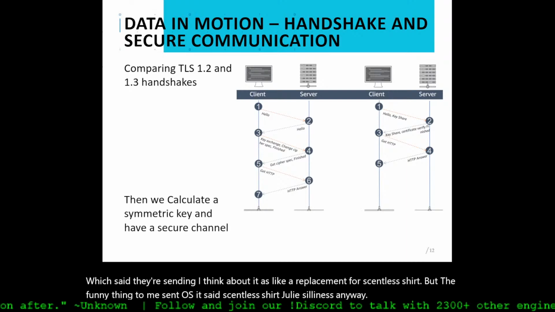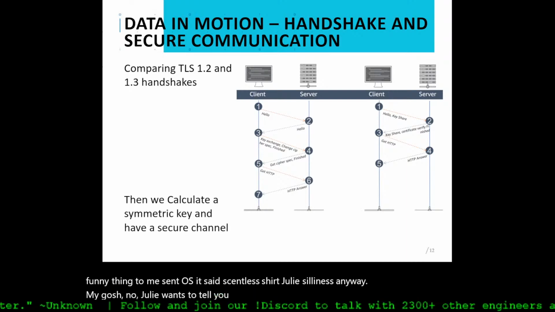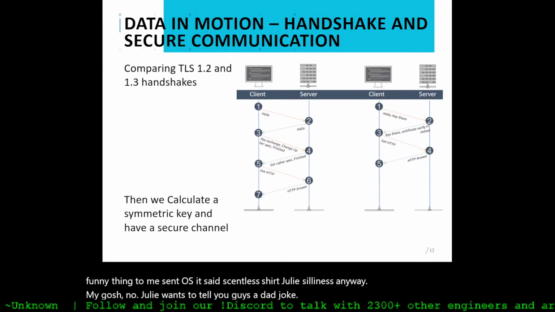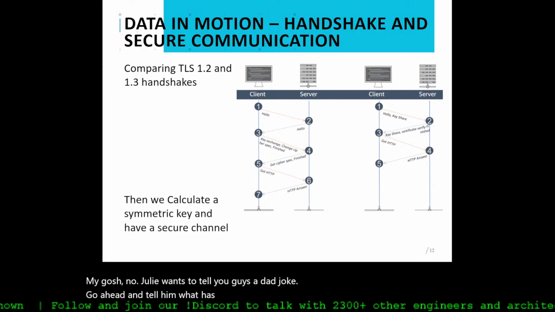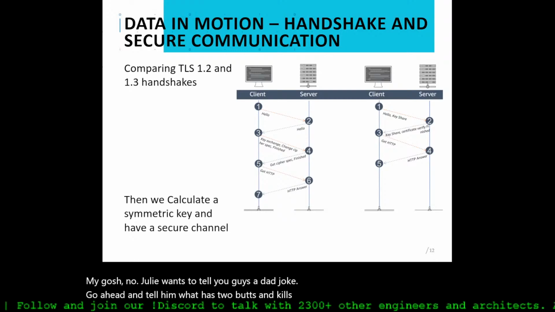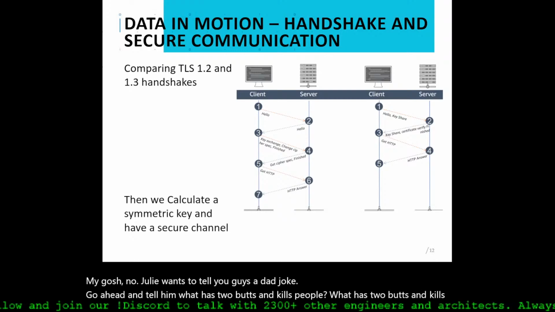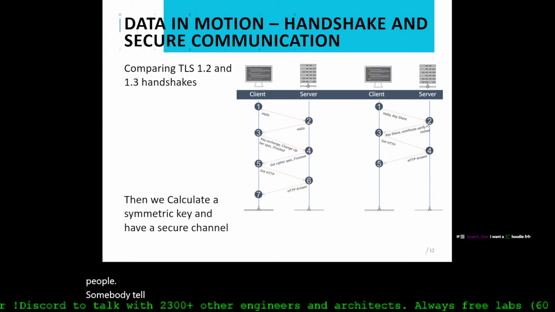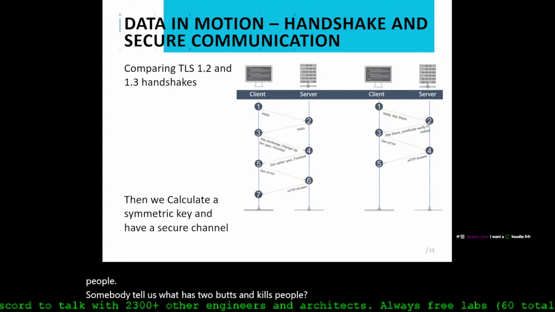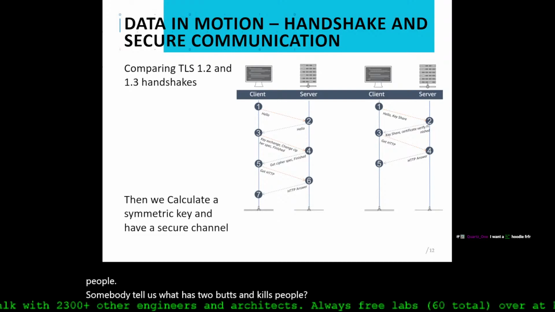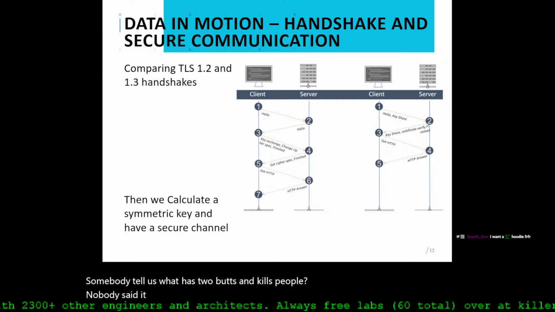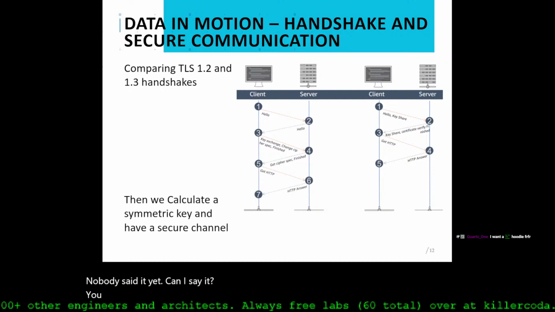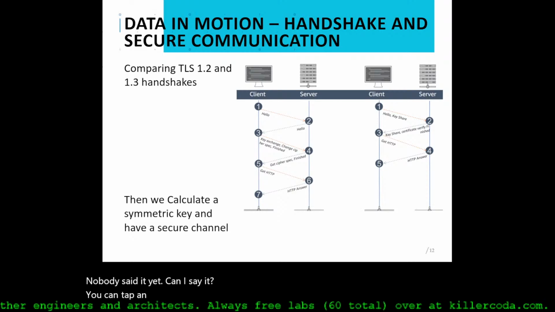Oh my gosh. No, Julie wants to tell you guys a dad joke. Go ahead, tell them. What has two butts and kills people? Somebody tell us what has two butts and kills people. Can someone get it? Nobody said it yet. Can I say it? You can say it. An assassin.